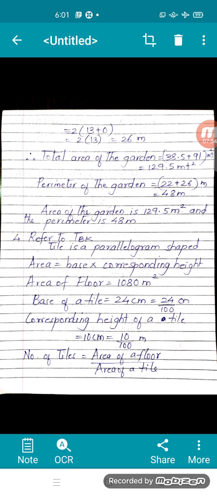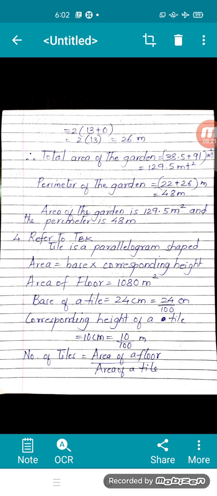Now we go to question number 4. A flooring tile has the shape of a parallelogram whose base is, underline this, base is 24 centimeter and the corresponding height is 10 centimeter. How many such tiles are required to cover a floor of area 1080 meter square? Okay. Now let us start.